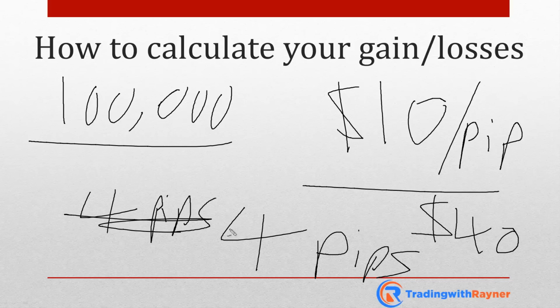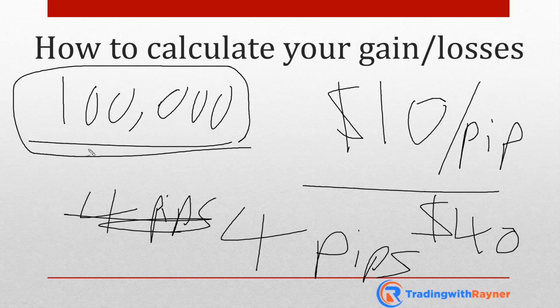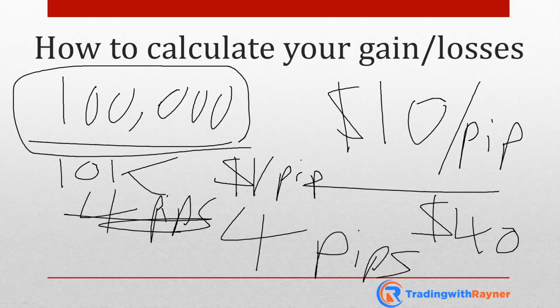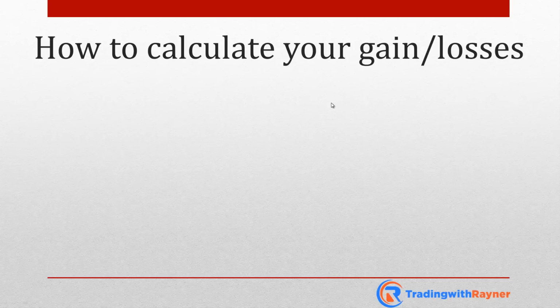You take the number of pips that you have earned or lost, multiplied by how many dollars per pip you're trading. This value is dependent on your Forex lot size. If you're trading, say, 10,000 units, it will be $1 per pip, thereabout. So this is how you calculate your gains and losses in Forex.